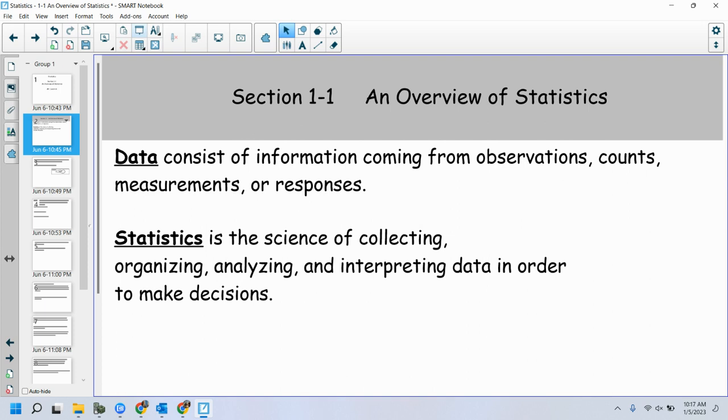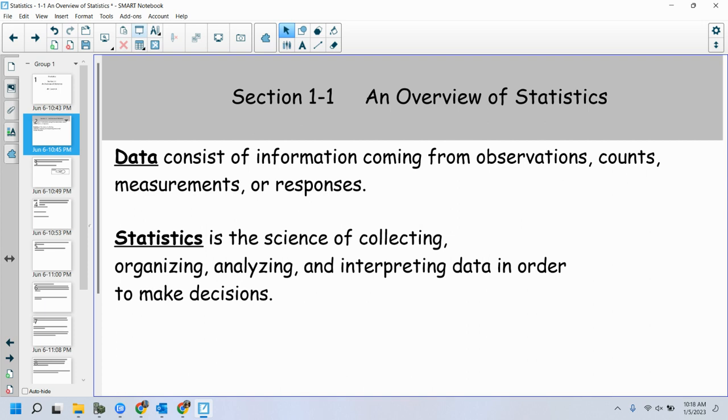Basically, by the end of the semester, the last couple chapters are making decisions based on data and making decisions based on, okay, how confident are we in making that decision, and interpreting off of that? After we make our decisions, what can we tell? What decision can we make beyond that? What do we infer based on that? Okay. So it's the science of collecting, organizing, analyzing, interpreting data in order to make decisions.